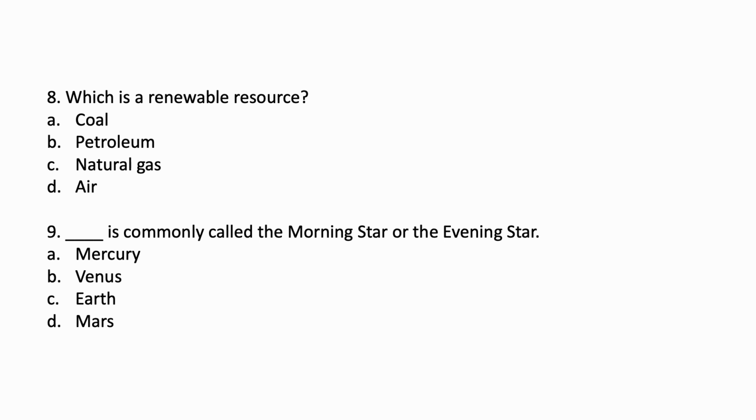Which is a renewable resource? Coal, petroleum, natural gas, air. Correct answer is air. Dash is commonly called the morning star or the evening star. Option A Mercury, option B Venus, option C Earth, option D Mars. Correct answer is option B Venus.